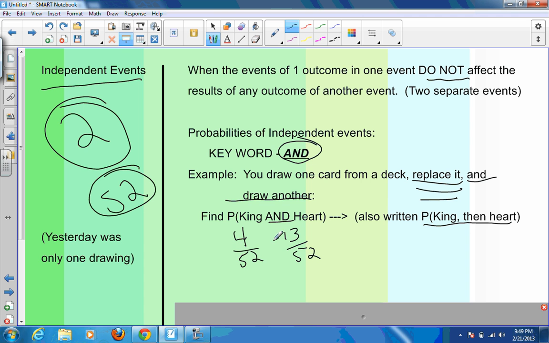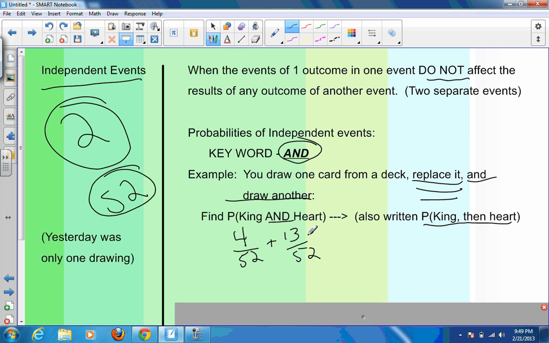Okay, so what do I do with these probabilities? Think about this. If I were to add these, that would mean that it would be getting easier to do my next drawing. Okay, but what I'm saying is that on your first card, you have to get a king, and then you put it back, and now your second card, you got to get something completely different.